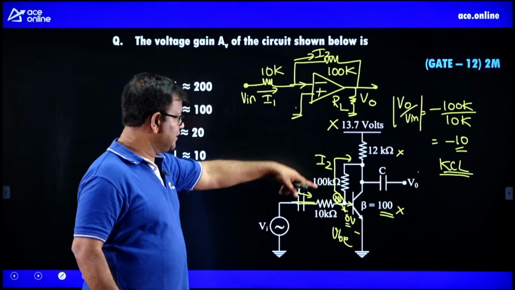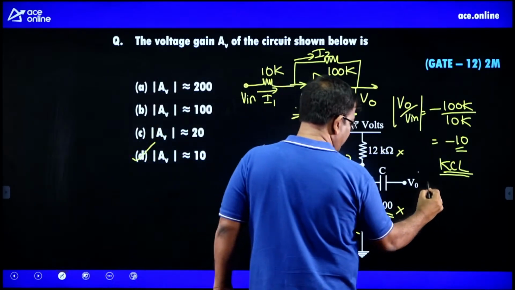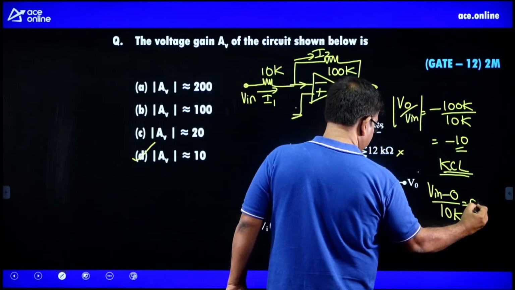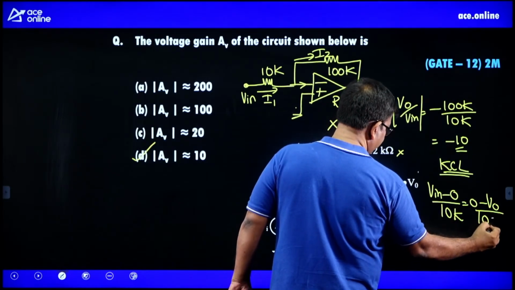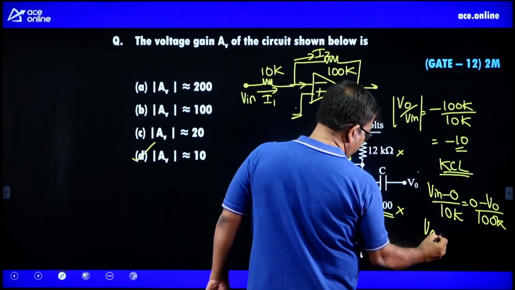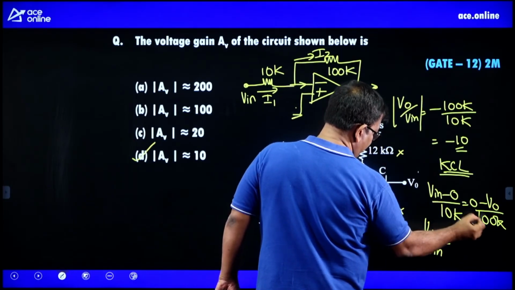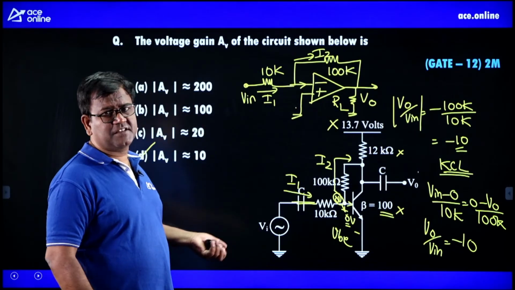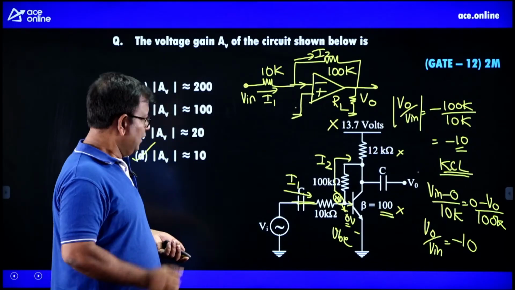The current entering is current leaving. So (V in minus 0) by 10k is 0 minus V naught by 100k. So that's it, V naught by V in is going to be minus 100k by 10k, it's minus 10. So minus 10 is the right answer for this problem.